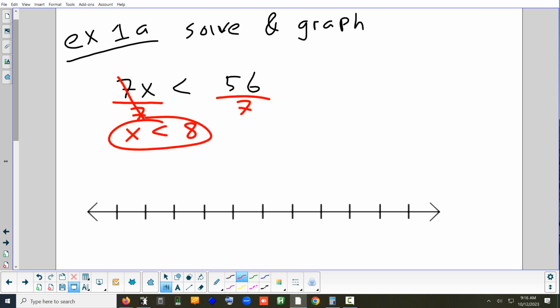All right, let's make our number line. How about, Madeline, what kind of circle do we need on 8? Open. Yep, open. And Evelyn, which way am I going to shade? To the left. Yeah, you're going to shade everything to the left. And that's it. That's how you do that one. Any question on that one?